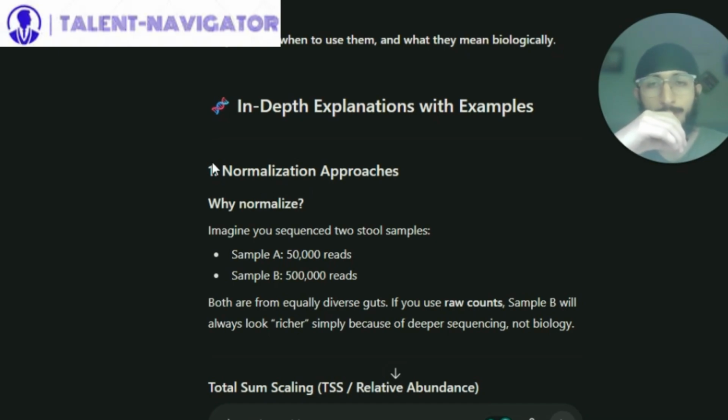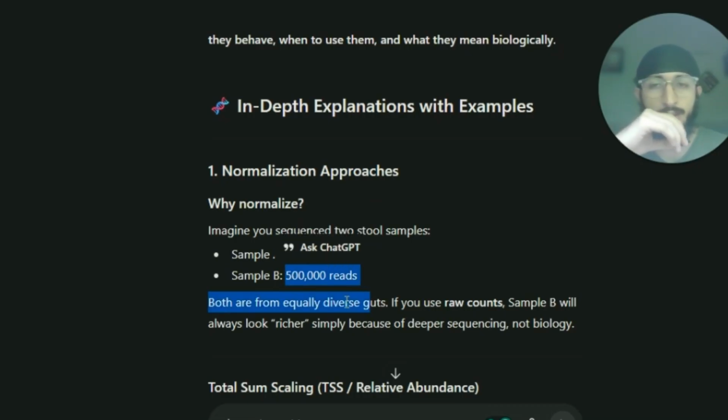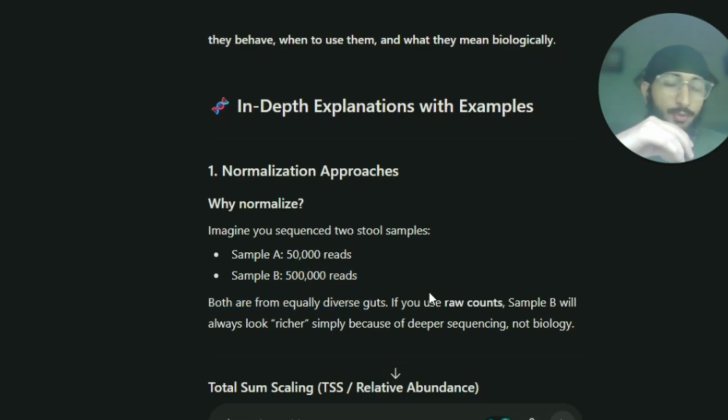Now we're going to be discussing normalization approaches. So why normalize? Imagine you sequenced two stool samples. Sample A gave 50,000 reads and sample B gave 500,000 reads. So both are from equally diverse guts. If you use raw counts, sample B will always look richer simply because of deeper sequencing, not biology.